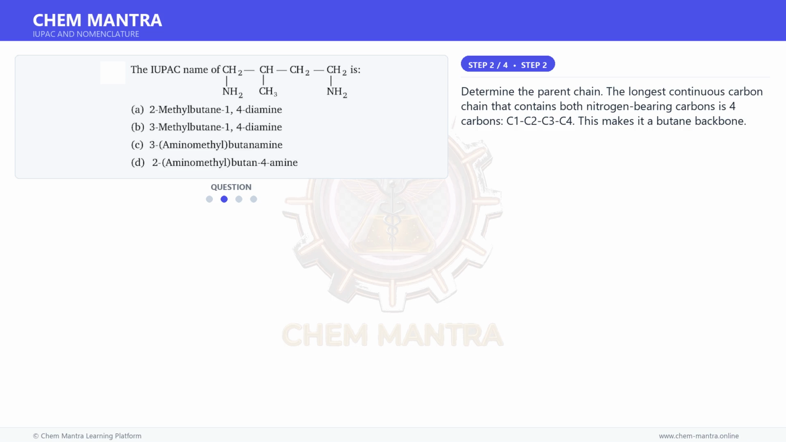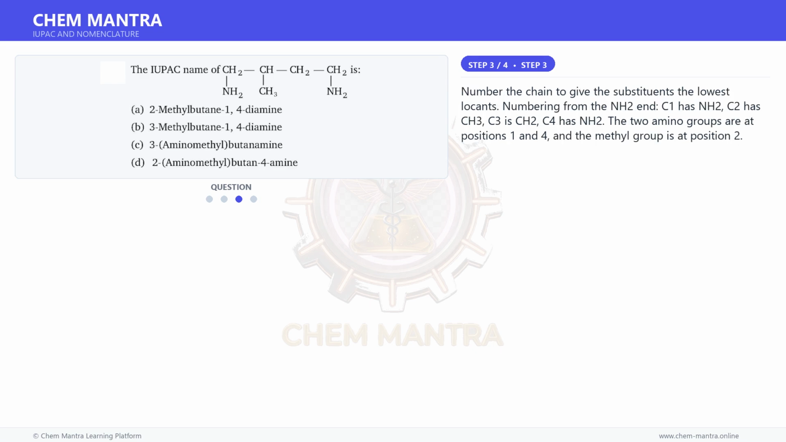Moving on to the next step. Determine the parent chain. The longest continuous carbon chain that contains both nitrogen-bearing carbons is 4 carbons, C1, C2, C3, C4. This makes it a butane backbone.